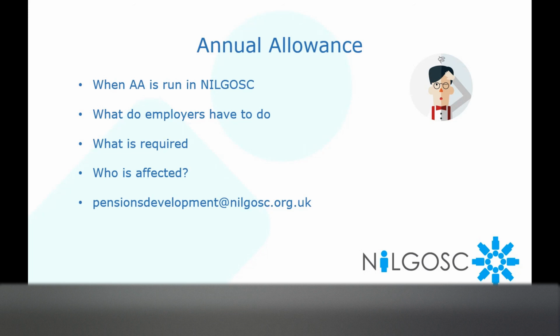Now, the annual allowance calculation itself can be very complex, and it is vital that the calculations are correct, as there are tax implications for our members and there may be tax charges applied. The additional information is no guarantee that NILGOSC won't contact employers with queries, but it is in the hope that it will minimise how much we have to contact you. Any queries specifically about the annual allowance process, you should contact Pensions Development at pensionsdevelopment@nilgosc.org.uk, and a point of contact there would be Richard Clark.